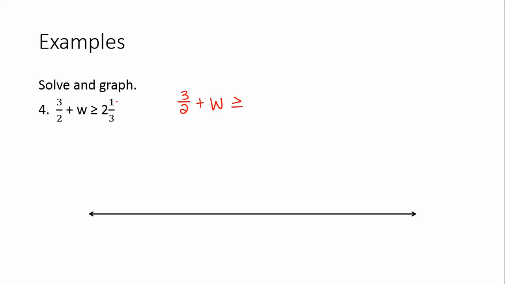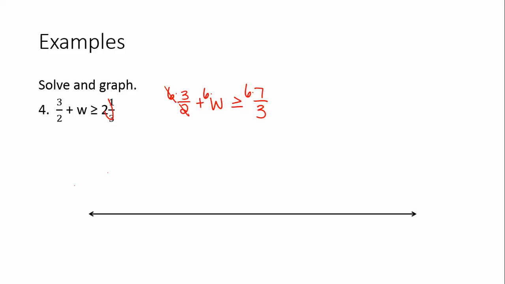Remember, when you change a mixed number to an improper fraction, you do the candy cane method. Some of you maybe have heard 2 times 3 plus 1. So 7 over 3. So now the question is, what can I multiply everything by to get rid of those fractions? Not a 2 because 3 doesn't go into 2, and not a 3 because 2 doesn't go into 3. So what number do 2 and 3 both go into? And it's 6. So we're going to multiply everything by 6.